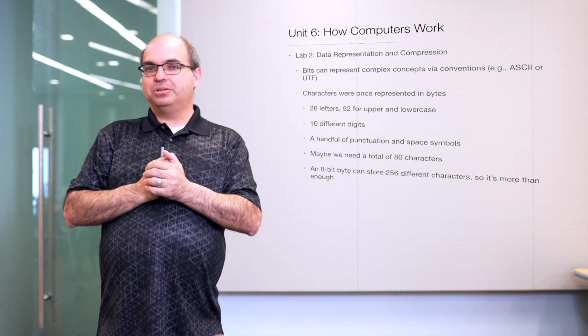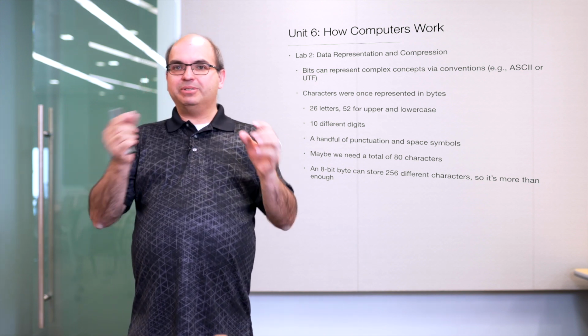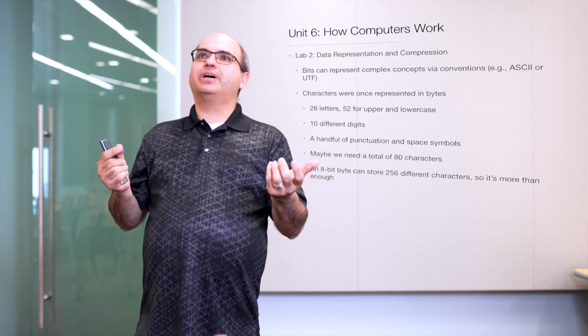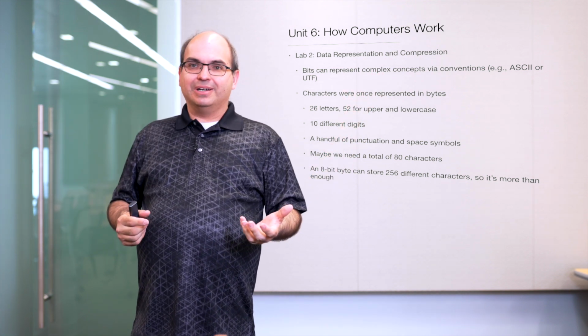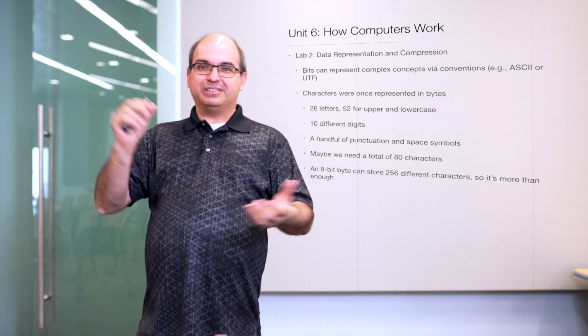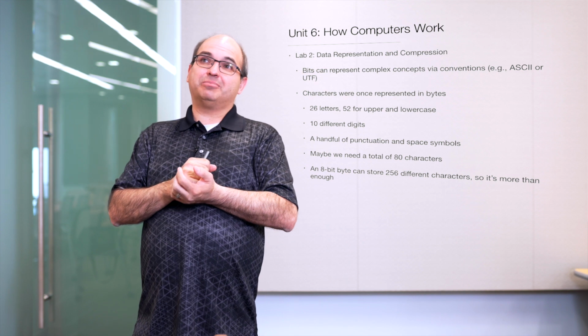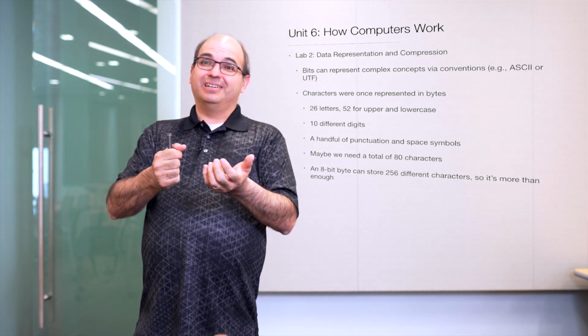And they went, I want to represent words in a computer. That means I need to represent letters in a computer. Hey, there's only 26 of those. Oh, upper and lowercase. There's only 52 of those. I need digits, 0 through 9. There's 10 of those. 62. Punctuation, comma, period, exclamation mark, question mark, space. You know what?